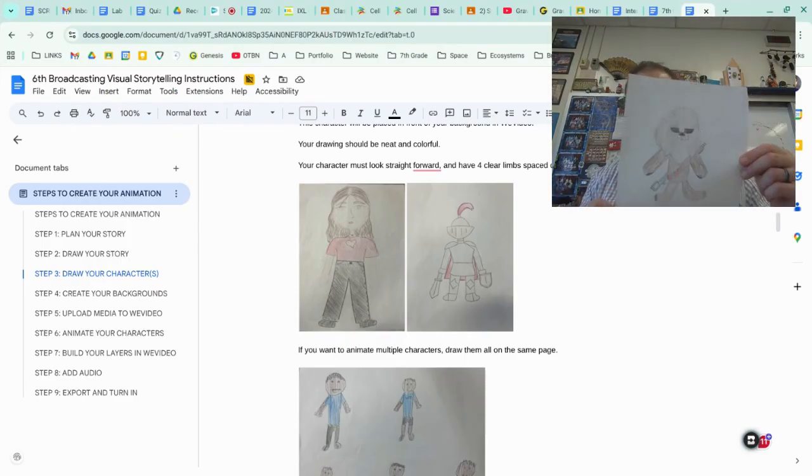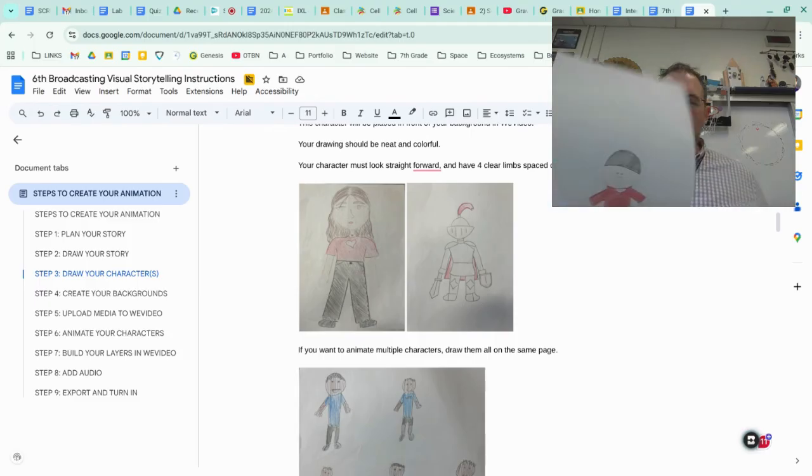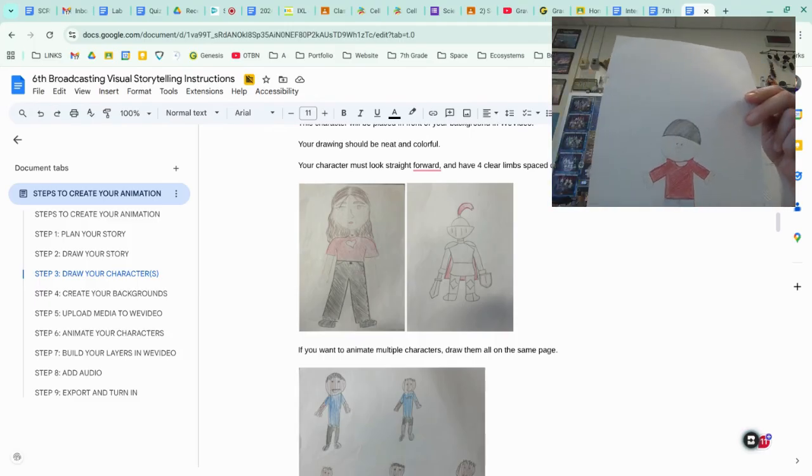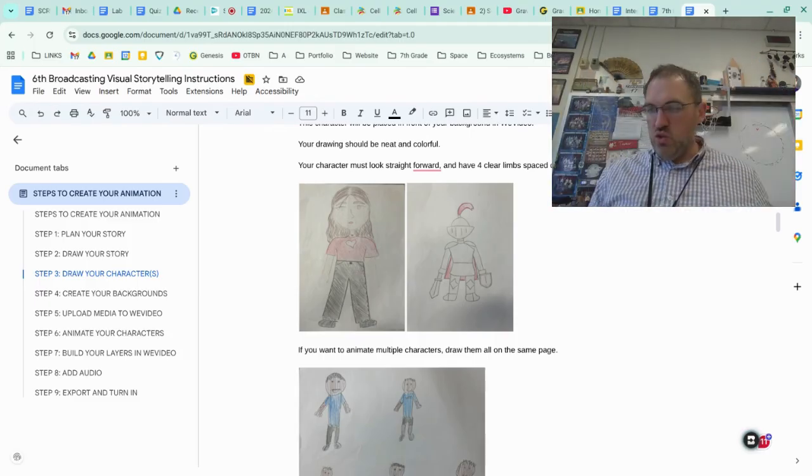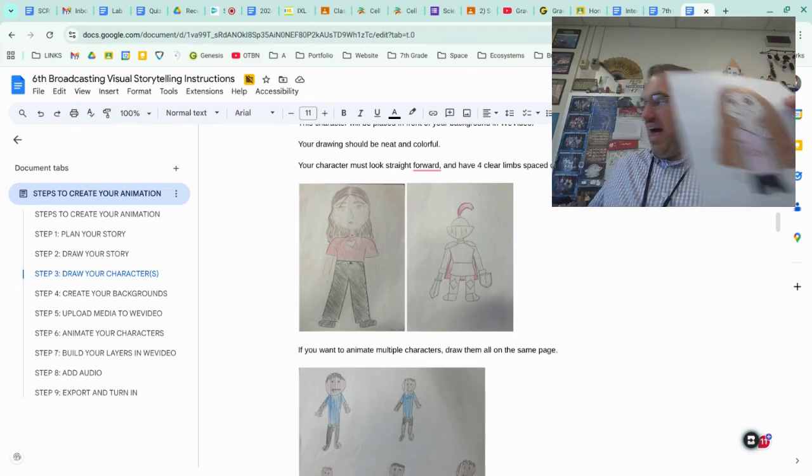So I'm showing to the camera right now, we have a little Chewbacca-like character. Notice how the arms are spread out to the side and the legs are separated as well. So please make sure that all of that has happened.